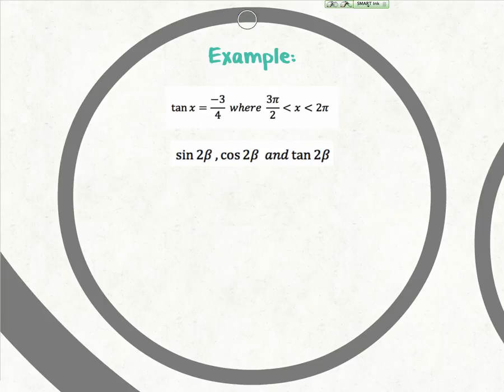Okay, so let's just try another one here. It says that the tangent of x is negative 3/4, where x is between 3 pi over 2 and 2 pi. And then kind of the same question. This is a typo. These should match that variable, so just change that to 2x for all of these, because the variables should match. So instead of 2 beta, you should just do 2x for all those.